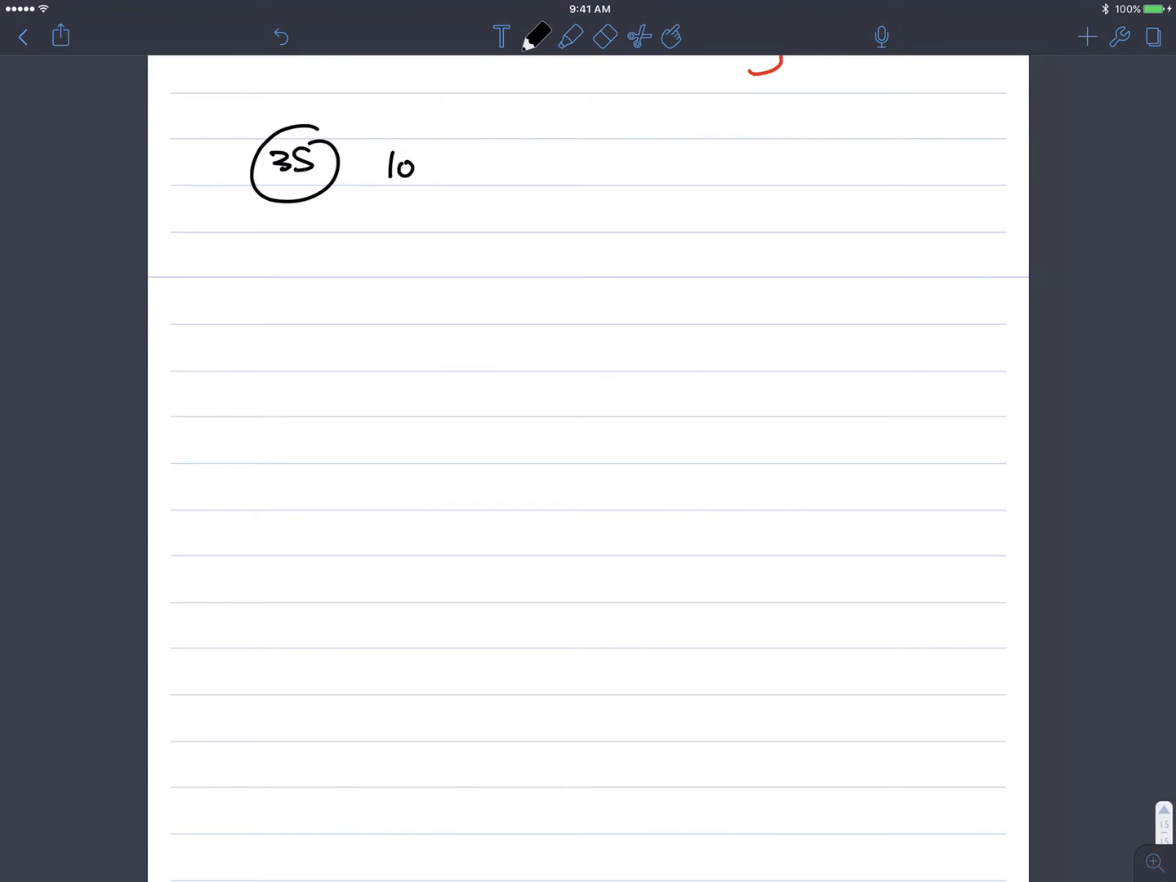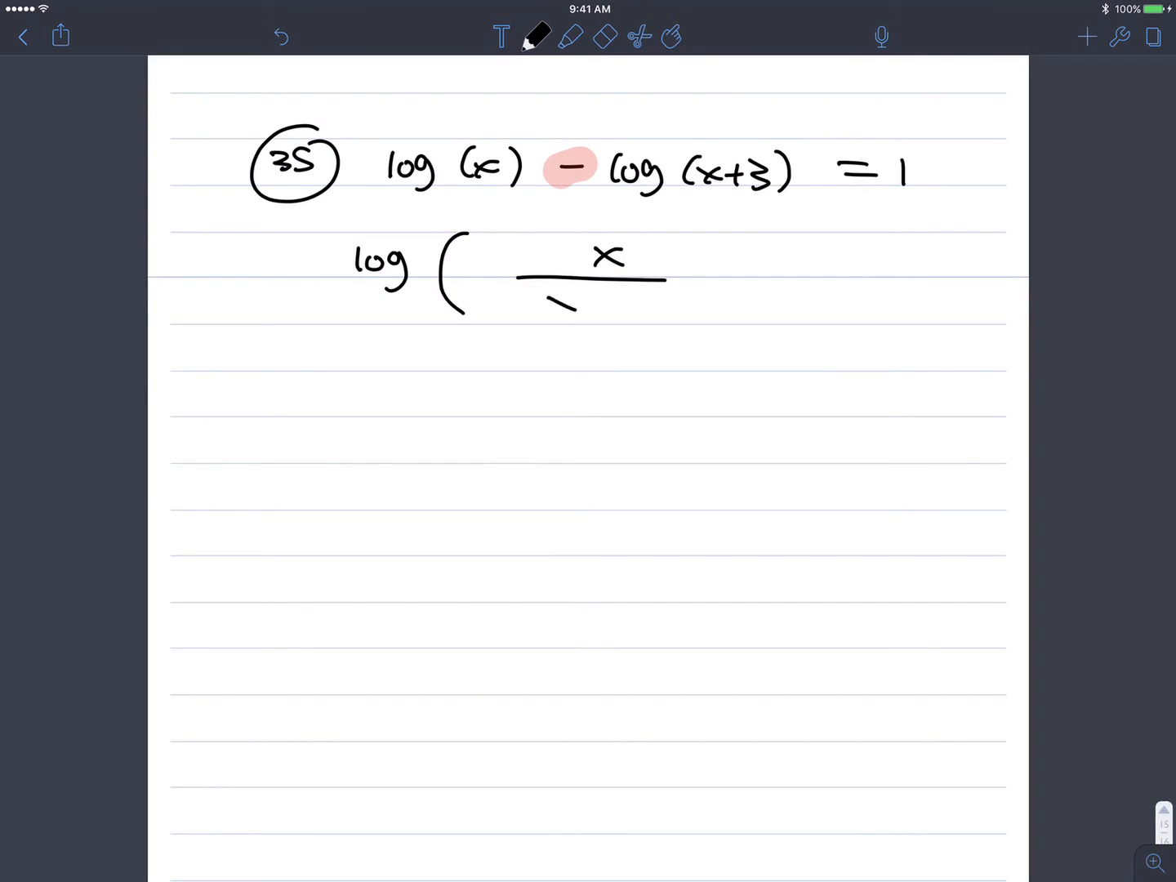35, we get log of x minus log of x plus 3 is 1. And again, by properties of logs, I have a log of a difference. I could write this as a quotient. So this is log of x over x plus 3, and that is 1. Consider the base here. The base here is going to be 10. So this means 10 to the first power is x over x plus 3. Again, we use the definition of log.